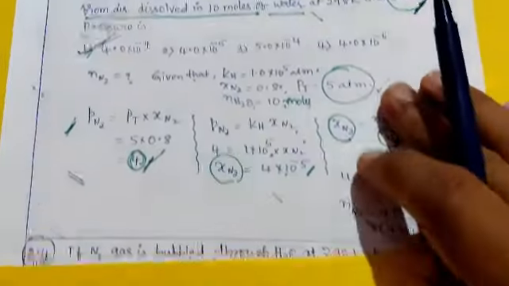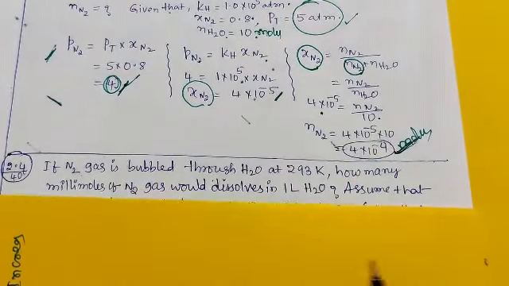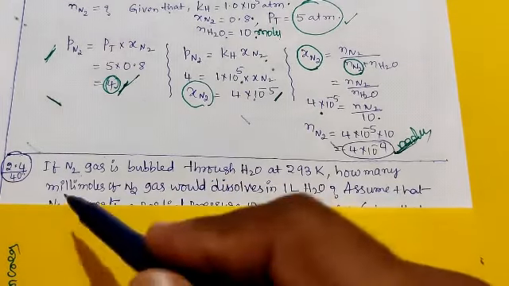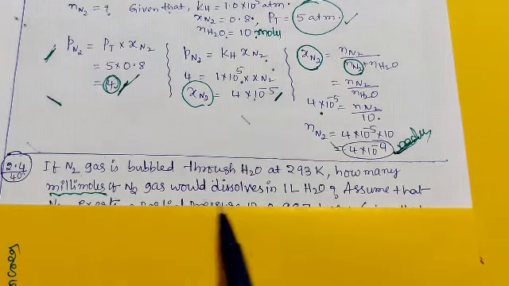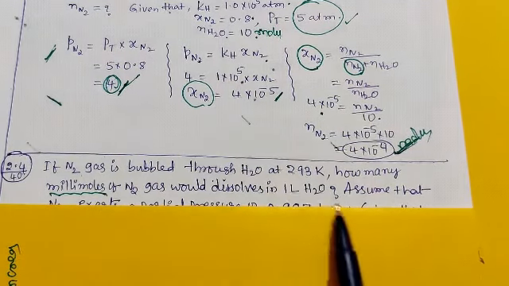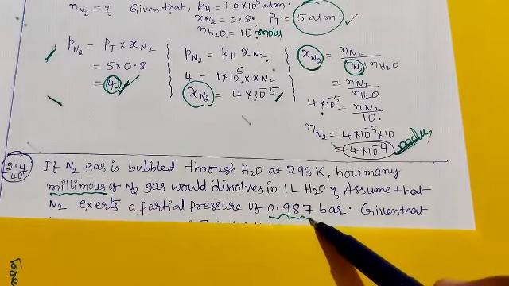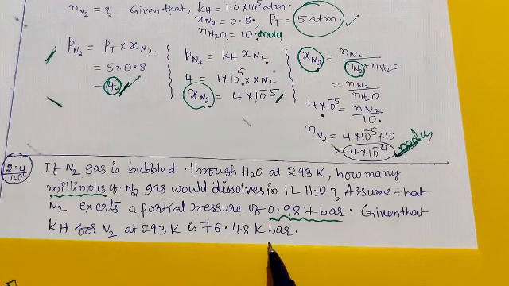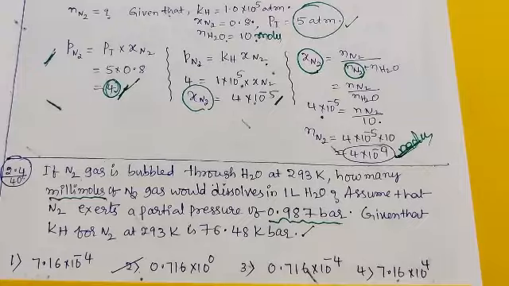Okay students, see the next problem. If nitrogen gas is bubbled through water at 293 kelvins, how many millimoles, very very important, students, millimoles of nitrogen gas would be dissolved in 1 liter of water? Assume that nitrogen exerts a partial pressure of 0.987 bar, given that KH for nitrogen at 293 kelvins is 76.48 kilobar. See, here options are also created just like the above problem.